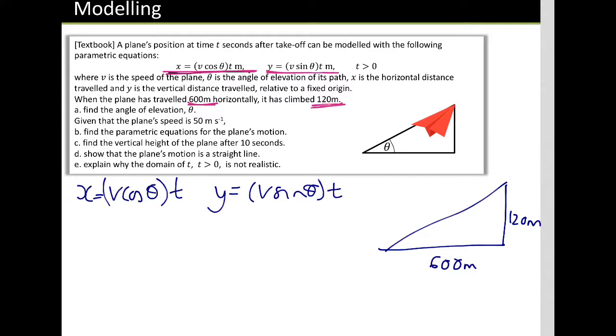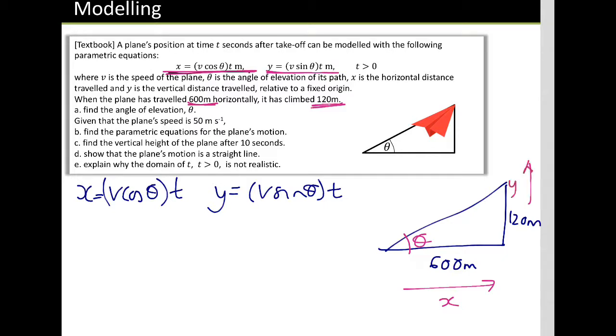And that's what you need to do. Spend your time reading it, understanding it. Don't start doing the maths because you're just going to waste time doing the wrong thing. A plane's position after takeoff can be modelled like this. Where v is the speed of the plane, theta is the angle of elevation of its path. So if I think about it, the angle of elevation is theta, therefore this is my theta. And v would be, I can't quite perhaps draw that on, and this is my x going in that direction, and this is my y.